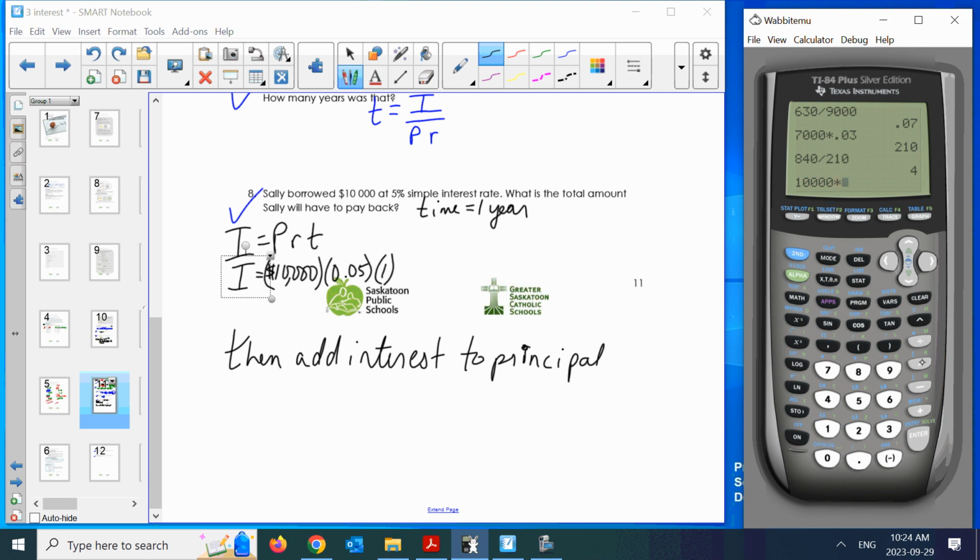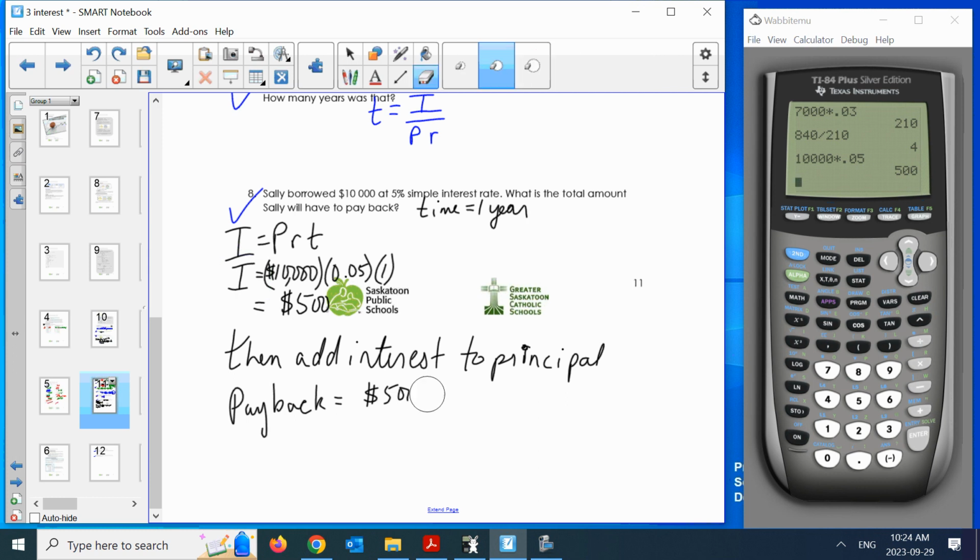Okay, I get 0.05 times 10,000, which is $500. And add the interest to the principal. So what do you pay back? Add the interest plus the principal. $500. Oh, not 500, I got carried away. Money momentum. And 10,000. Which is paid back 10 grand, 500.